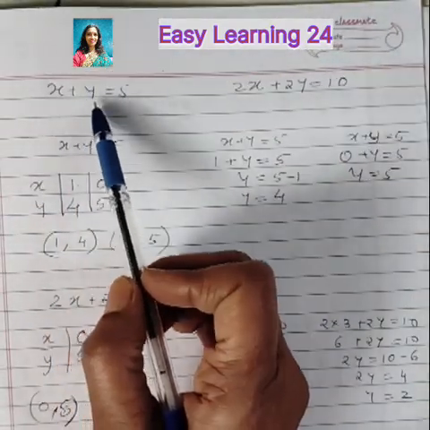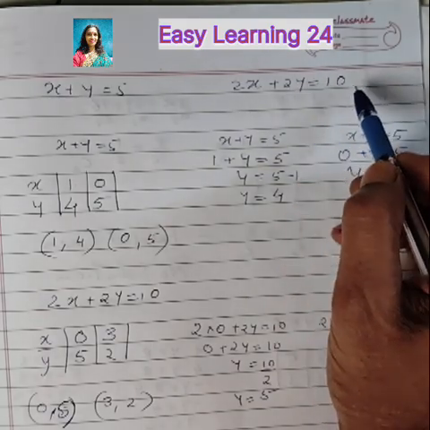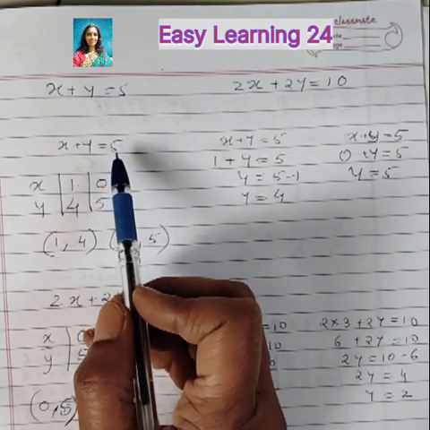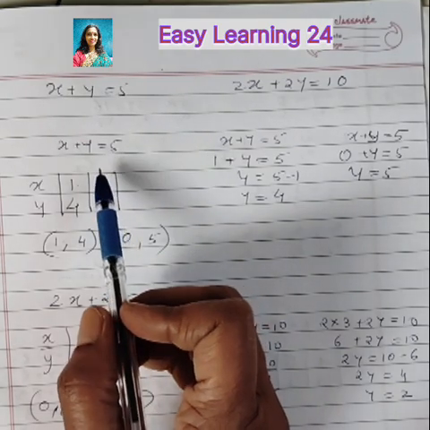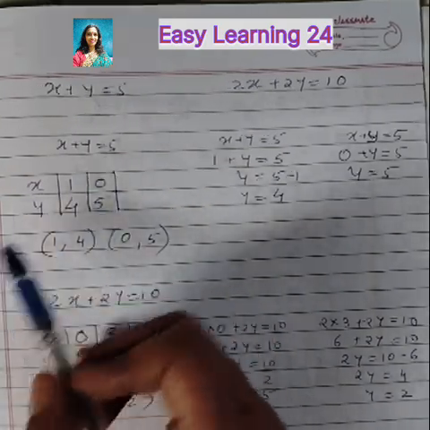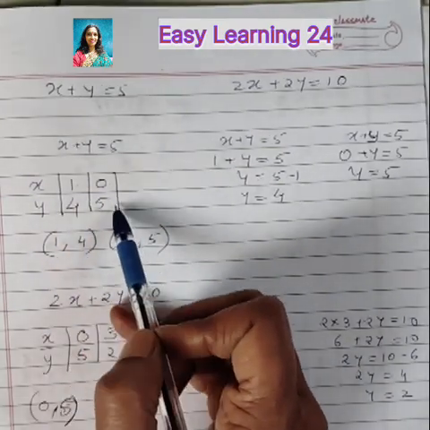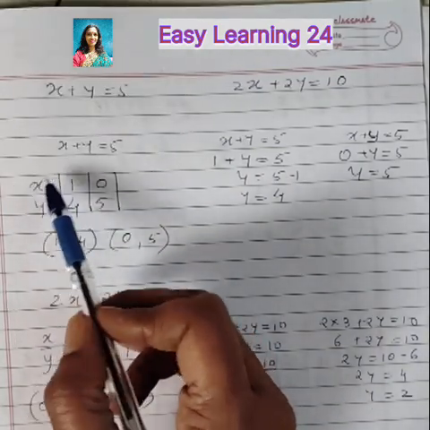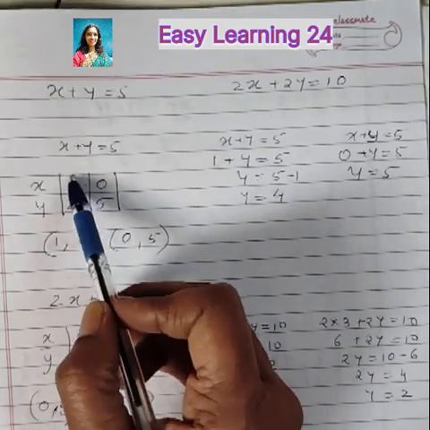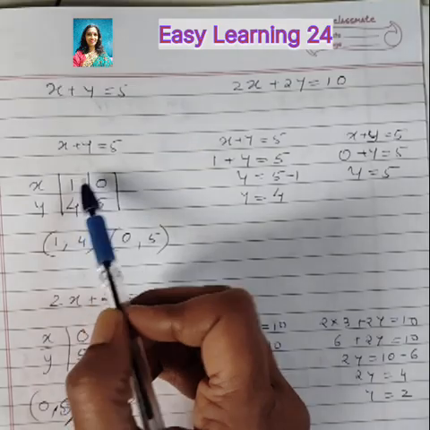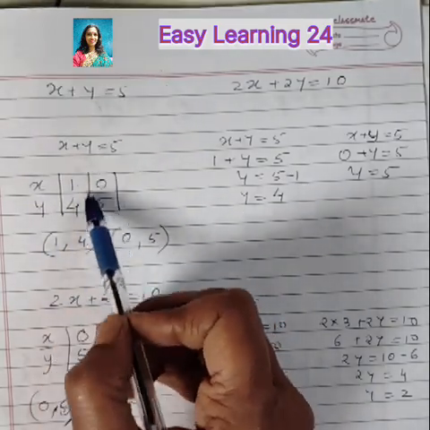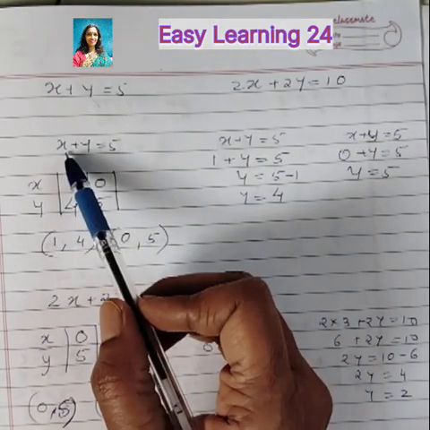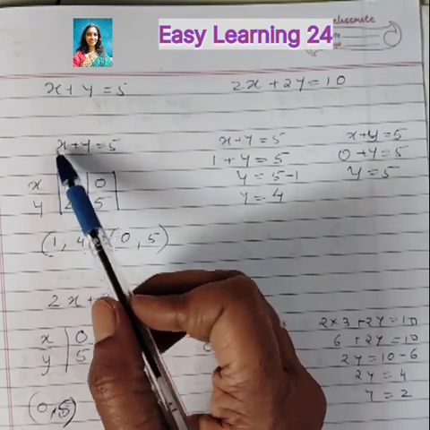So x plus y is equal to 5 is the first line, and 2x plus 2y is equal to 10 is the second line. Now each line has 2 points, and each point has an x value and a y value. So we'll consider these 2 points, these 2 columns we have made: the x value and the y value of the first point, and the x value and y value of the second point. So how are you going to find the values? You have to take any one value of x to find the value of y.